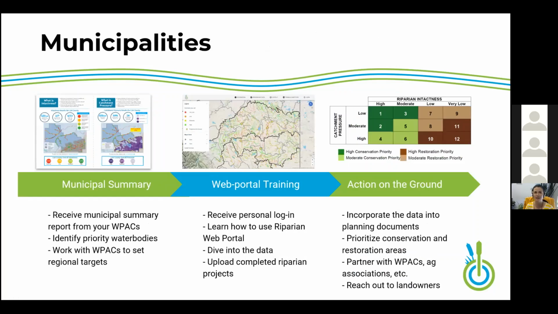Our next target audience would be a municipality. And so it's likely that you would receive one of these municipal summary reports that we are intending to send to you. In it, we would help you identify what your priority water bodies are, and then we would encourage you to work with your WPAC to set regional targets, which Sherry mentioned as well. So the next would be, we encourage you to go get trained. You're also a key audience that we would like to be using the Riparian web portal. You would get that login, and again, upload some completed projects on the ground.